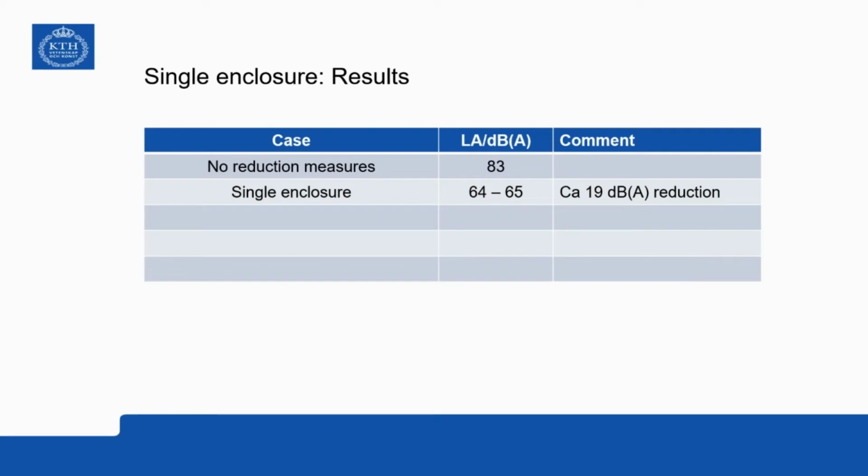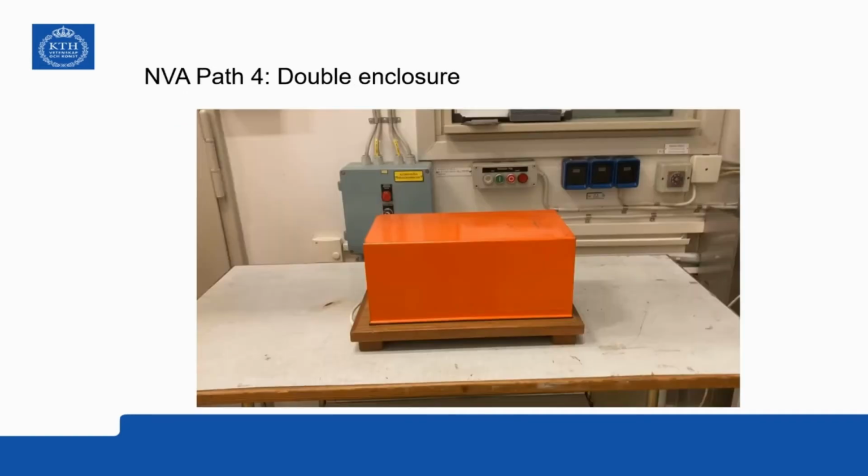So considerably lower, as you can see, almost 20 dB reduction, 20 dBA reduction of the sound, A-weighted sound pressure level. Next thing is to try with two enclosures put on top of the machine. Then it will look like this.